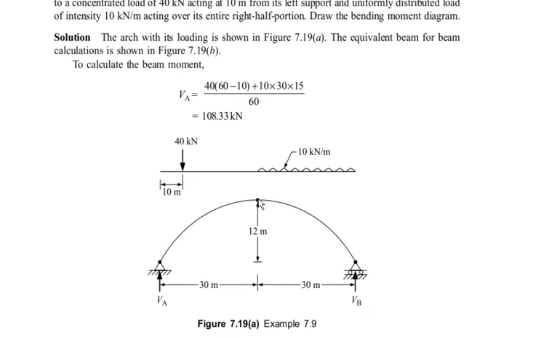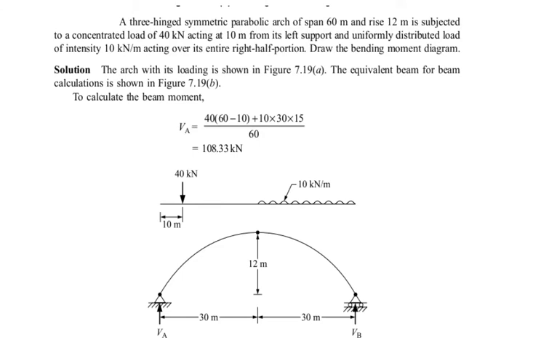So here's the point C. The crown point is here. As there's no level difference between the supports, the crown point will be at the center of the span. So at 30. And the rise is 12 meter. So first of all, draw the figure correctly. As I say, always remember to draw the figure correctly. Read the question properly.